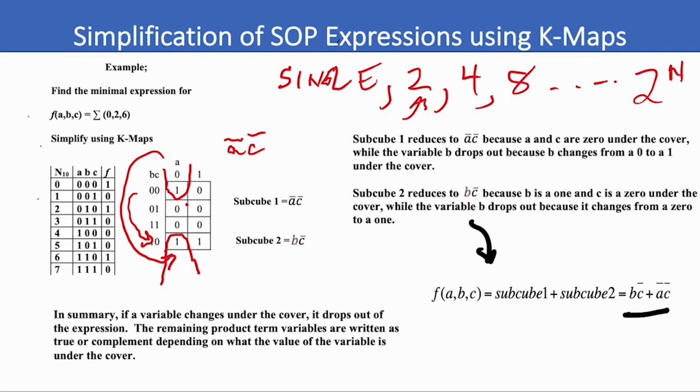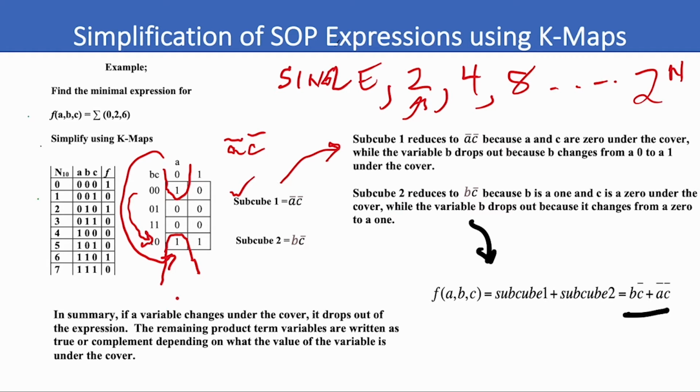So for this 2 function subcube, the value of this product term is A bar C bar, because B dropped out because it changed from a 0 to a 1. There was a variable change that dropped out. So that's subcube number 1 right there. And if we go over here, we see that subcube reduces to A bar C bar because A and C are 0 under the cover. A and C remain, they don't change. Under the cover, this one right here.